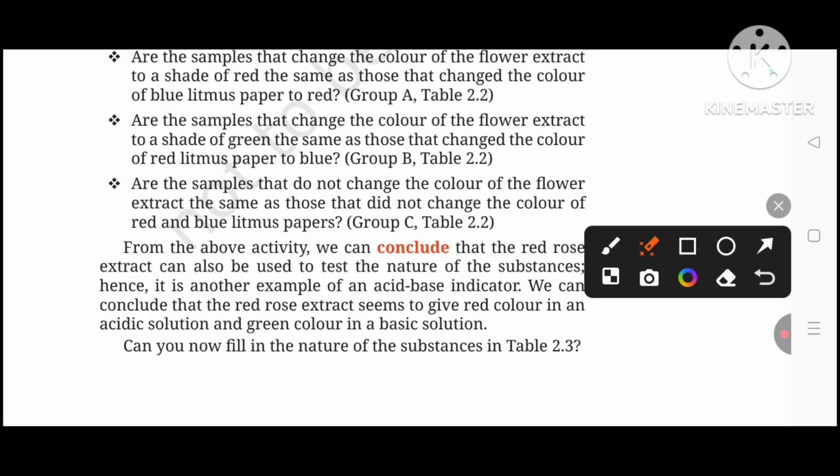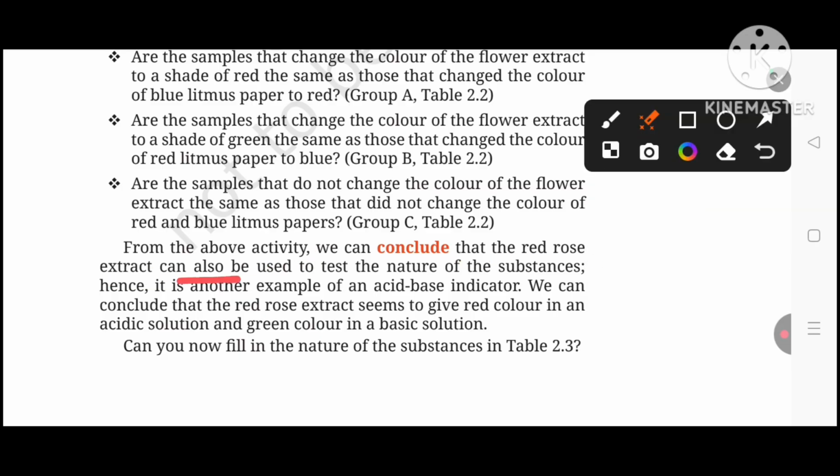Are the samples that do not change the color of the flower extract the same as those that did not change the color of the red and blue litmus paper? Yes, these are neutral substances. From the above activity, we can conclude that the red rose extract can also be used to test the nature of substances. Hence, it is another example of an acid-base indicator. We can conclude that red rose extract gives red color in an acidic solution, and green color in a basic solution. Can you now fill in the nature of the substances in Table 2.3, as we already dealt with this table?